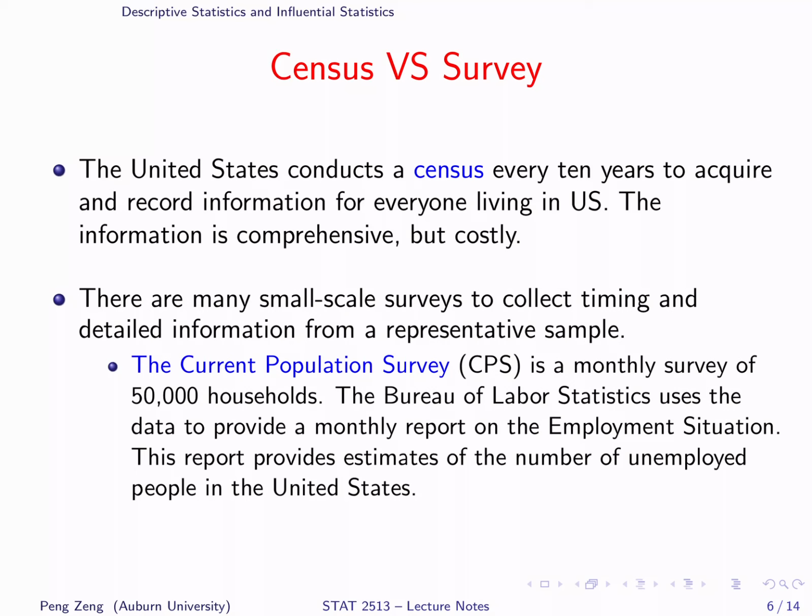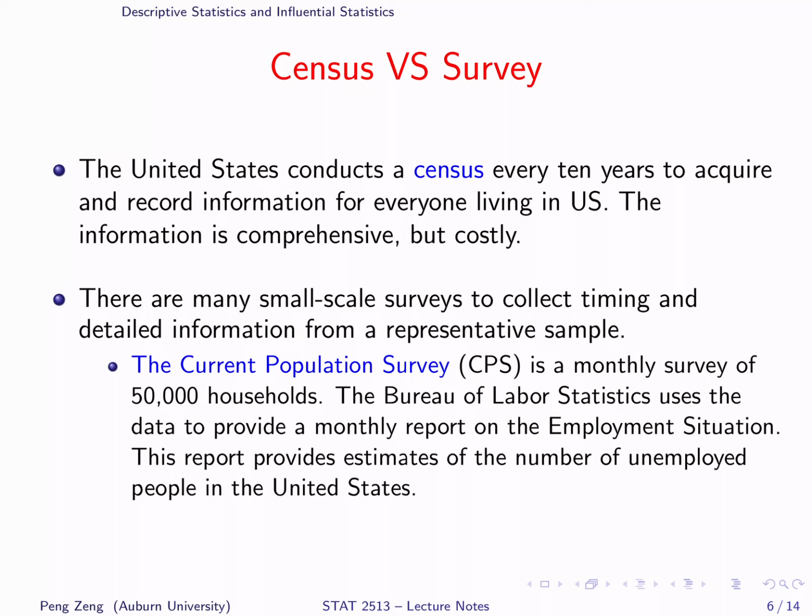The census and survey illustrate clearly the population and a sample. The United States conducts a census every 10 years to acquire and record information for everyone living in the United States. The information is comprehensive but costly. There are many small-scale surveys to collect timely and detailed information from a representative sample, because we cannot wait every 10 years to collect information.